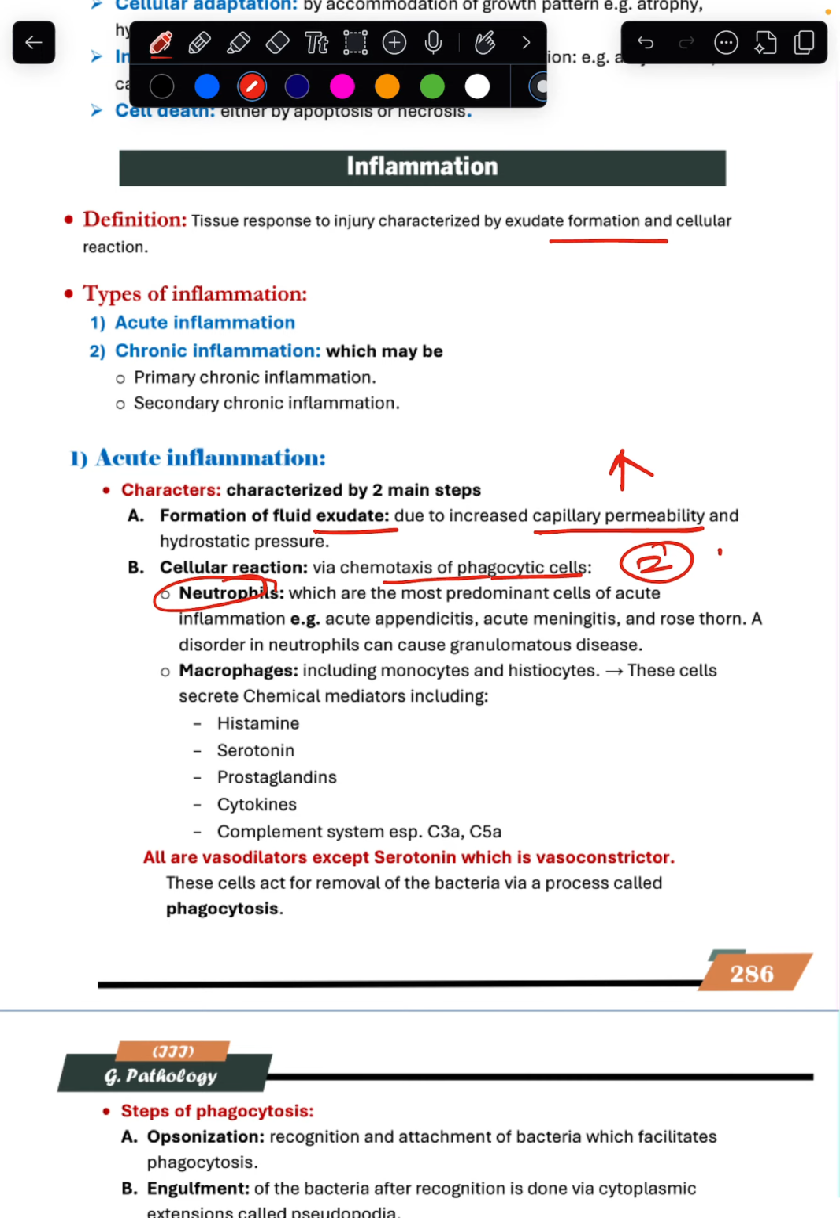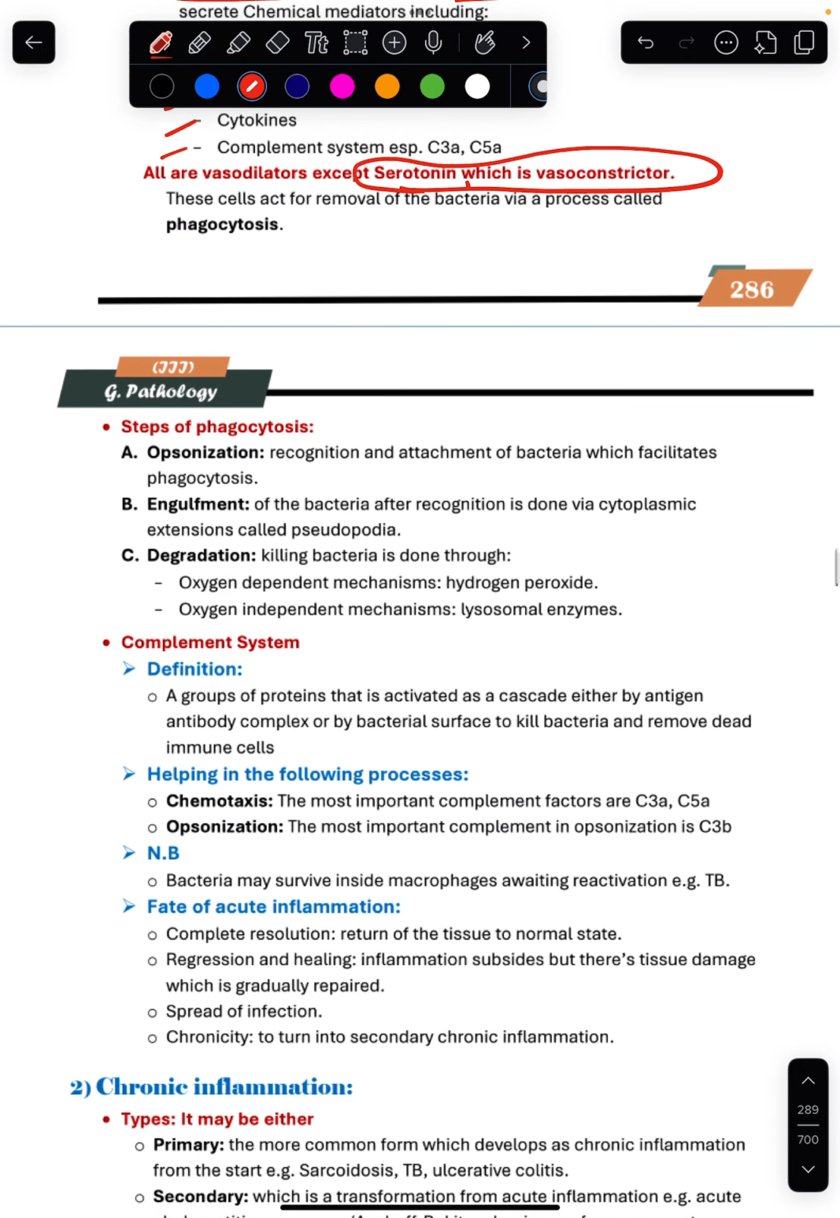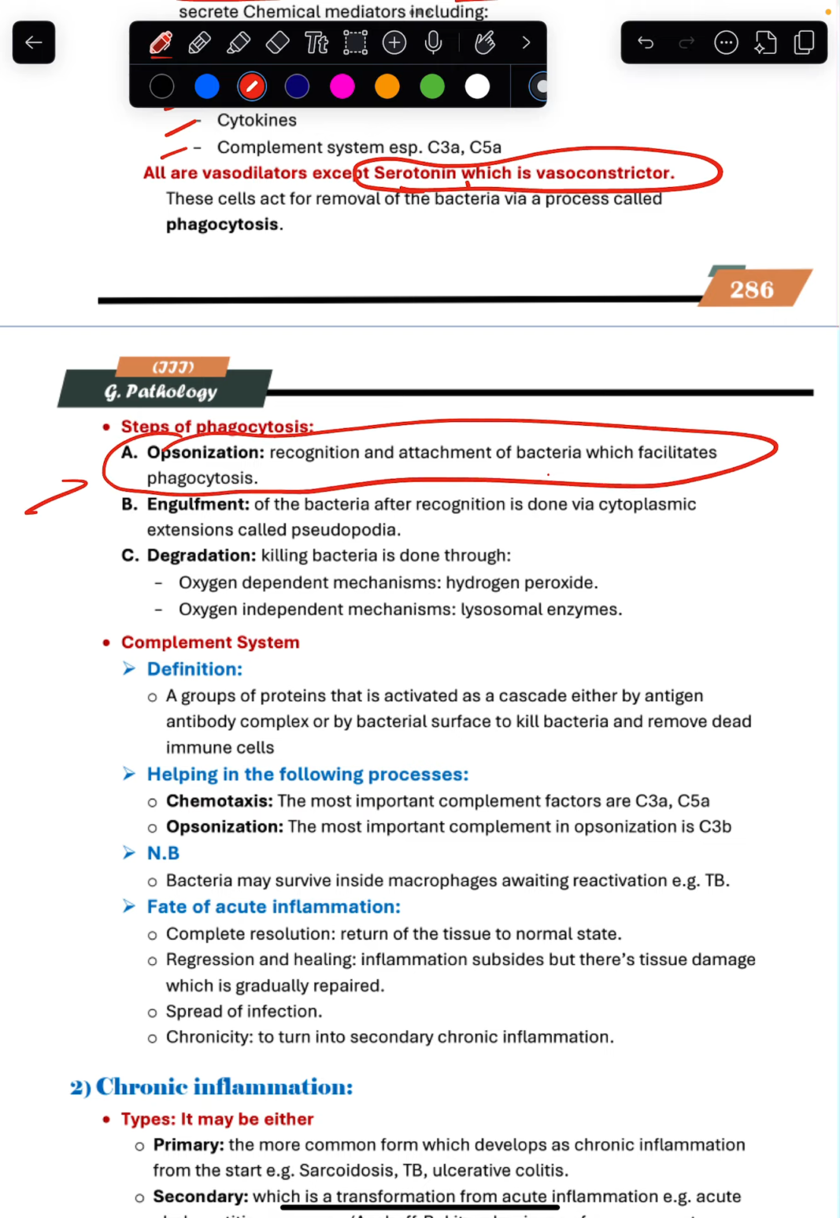Then macrophages appear, monocytes and histiocytes. These cells secrete histamine, serotonin, prostaglandin, complement C5a. All are vasodilators except serotonin, which is a vasoconstrictor. Steps of phagocytosis: opsonization, recognition and attachment of bacteria, which facilitates engulfment of bacteria. Opsonization is the question. Then degradation, killing bacteria: oxygen-dependent by hydrogen peroxide, and oxygen-independent by lysosomal enzymes. These are the questions.